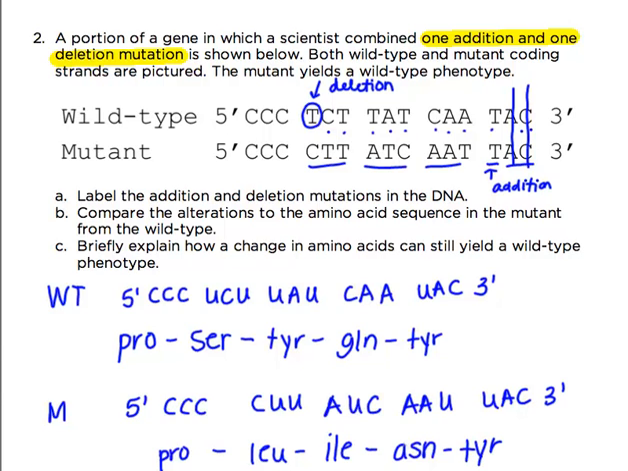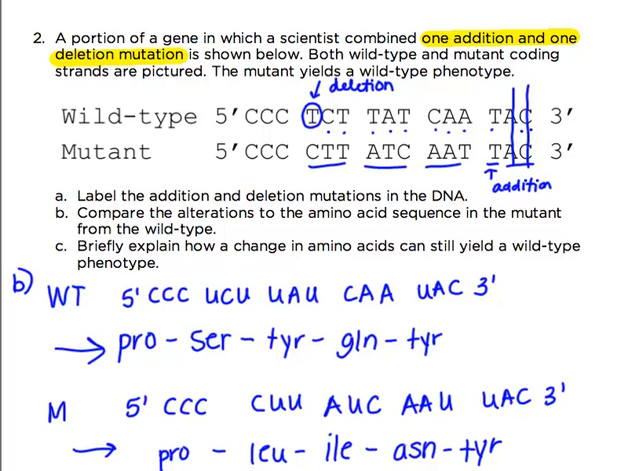So these are the amino acid sequences. This is the wild type right here, and this is the mutant. So you see they both start out with proline, but then on the top you go serine, tyrosine, glutamine, and then on the bottom you go leucine, isoleucine, and asparagine, and then they both end with tyrosine. So that is part B.